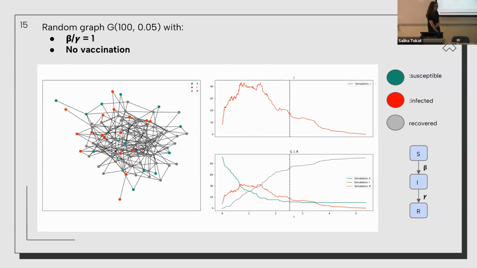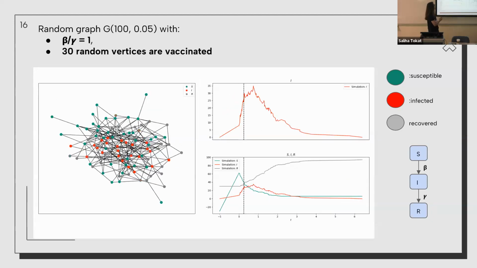Now I talked about vaccination, but I did not use it yet. How can we vaccinate the population to prevent the spread of the disease? That is the next question that I want to answer. To answer this question, I will first of all choose random vertices to vaccinate, and I will vaccinate 30 of them. And we can see that we again have about 10 people who are susceptible to the disease at the end of the simulation.